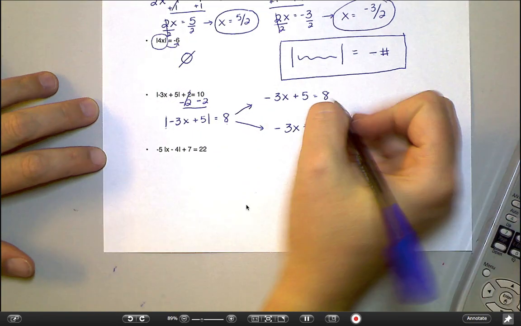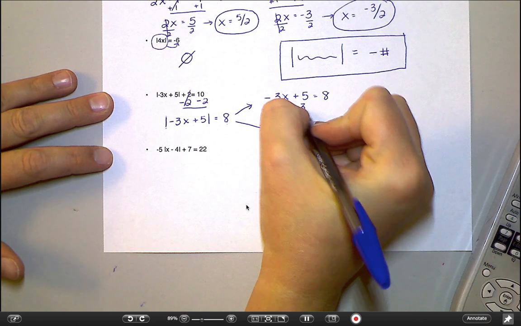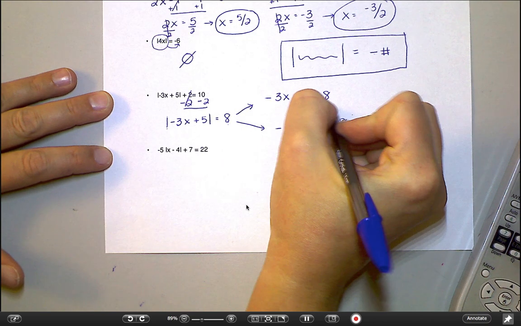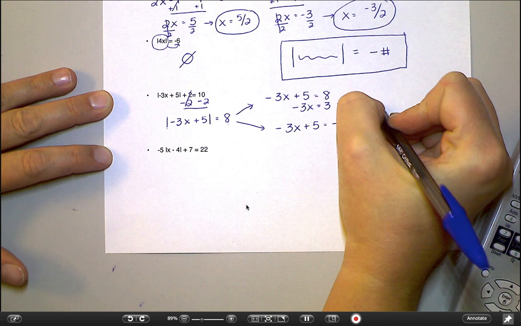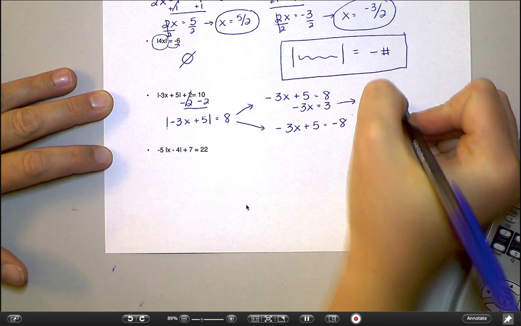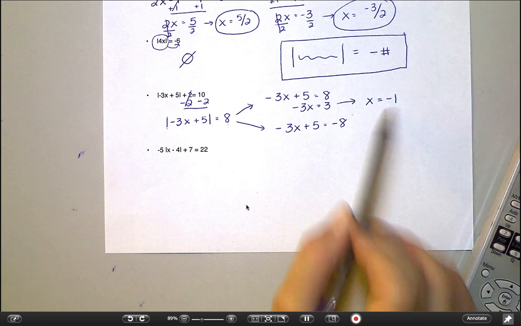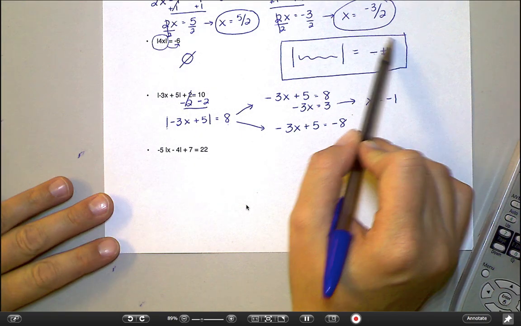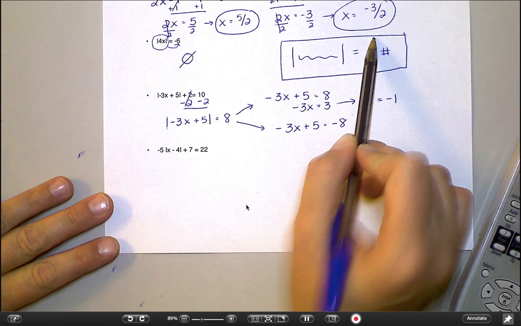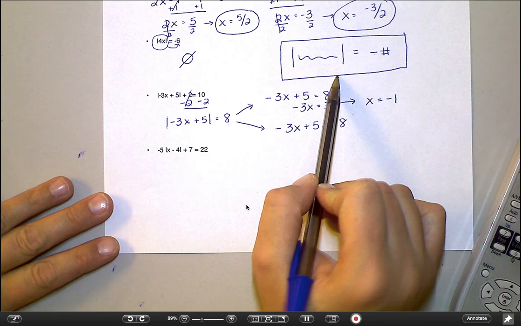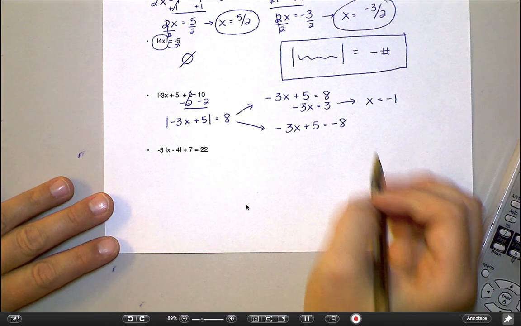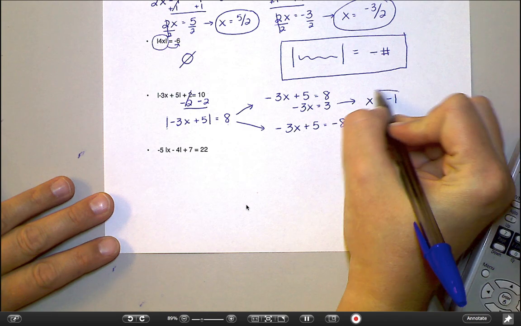So subtract 5 from either side. I'm going to end up with negative 3x equals 3. Divide by negative 3 and I get x equals negative 1. By the way, it's also not a problem if your answer comes out negative. The only negative that will cause a problem is if it's equal to a negative while it's still in the absolute value brackets. That's the only time we're going to have a problem here. Okay, so here's one answer.